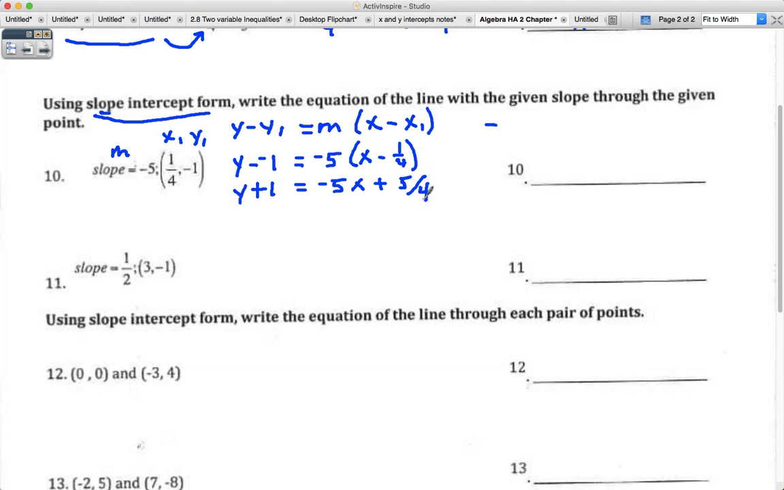Now I'll multiply through. This will be y plus 1 equals -5x plus 5 over 4. Now I must move this 1 over, but I'll notice I'll have to subtract it from 5 over 4. So I want the same denominator. I'll turn 1 into 4 over 4 and subtract 4 over 4, which is the same as 1. That will give me y equals -5x. And then this is 5 minus 4, which is 1/4.